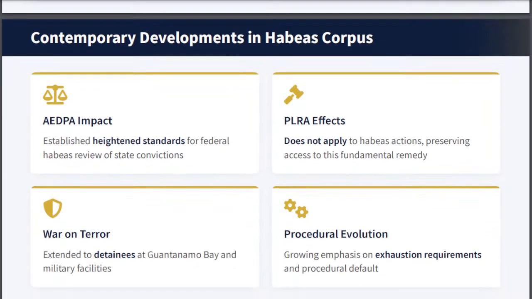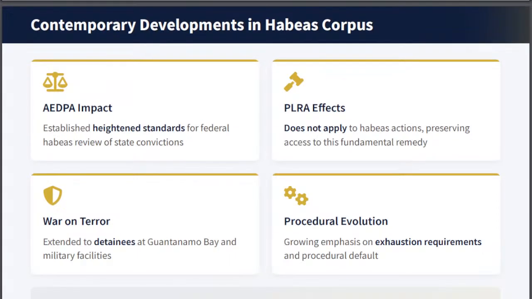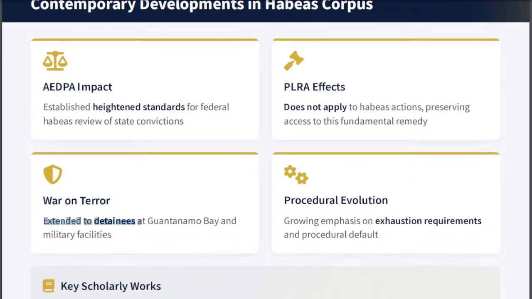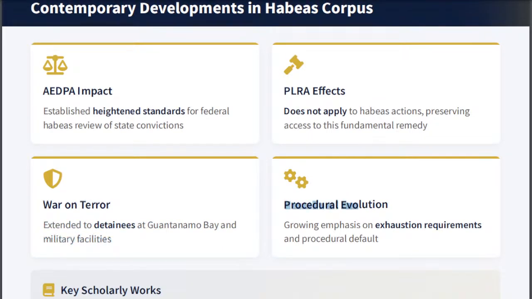So, here are some contemporary developments in habeas corpus. The AEDPA impact established heightened standards for federal habeas review of state convictions. The PLRA says the postconviction provisions do not apply to habeas actions, preserving access to this fundamental remedy. War on Terror: extended to detainees at Guantanamo Bay and military facilities. So that's a good one there. Within the procedural evolution, growing emphasis on exhaustion requirements and procedural default, of course.